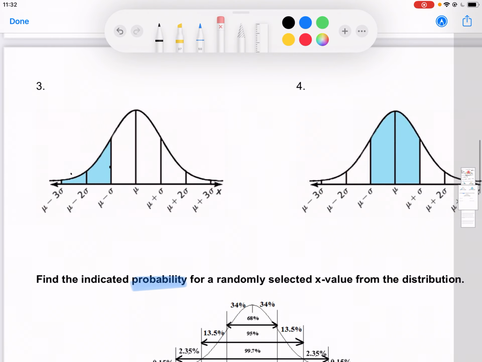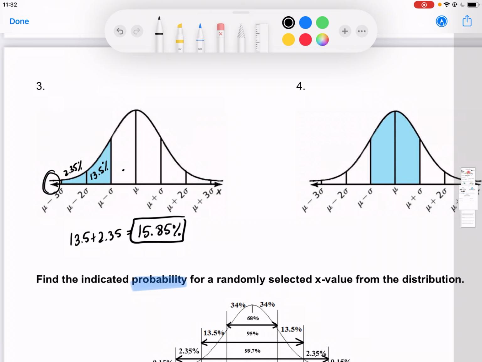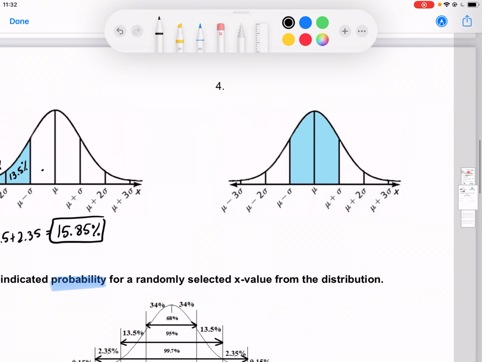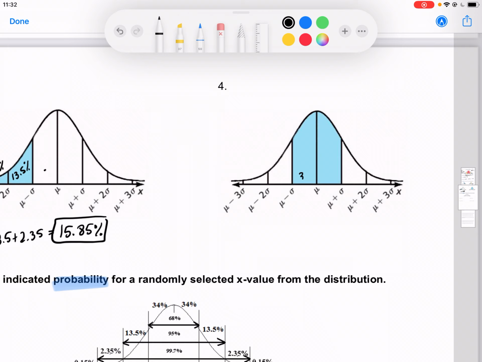Let's go to the next one. Same idea, so it's going to go 34, and then this is 13.5, and that's 2.35. So if you add those two together, and notice it doesn't include this little tail end, so we don't put the 0.15% in, you get 15.85% of your data. Then number 4, both of these are just 34%, or the whole should be 68% because they're on either side of the mean.